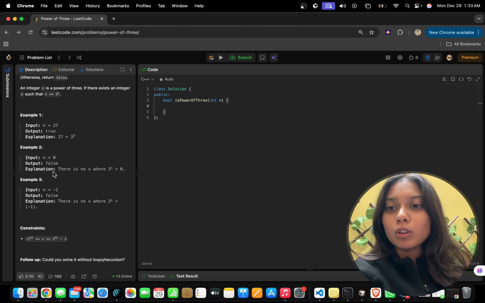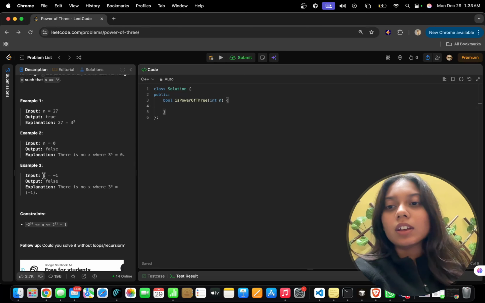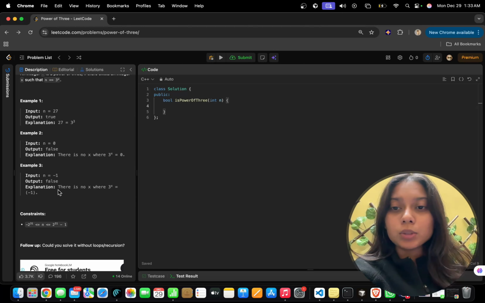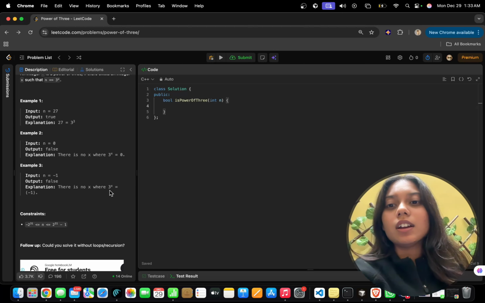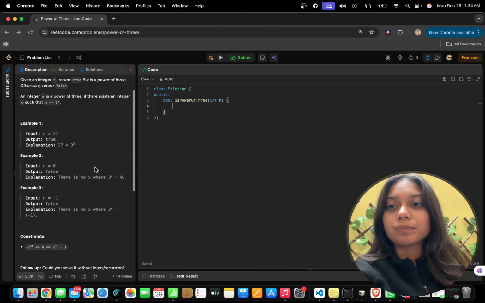Output will be false when n is equal to 0 because there is no x, or any integer, such that 3 raised to that power results in 0. And also if n is negative, then the output is going to be false because there is no x where 3 raised to the power x is a negative number.